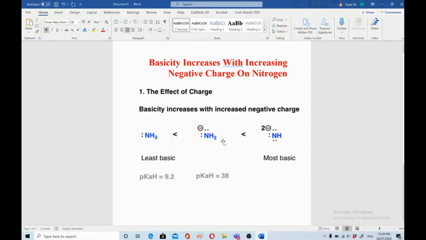So apply this concept of charge that can affect basicity, and you can predict the basicity of any molecule by using this concept.